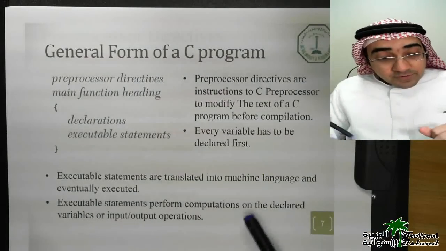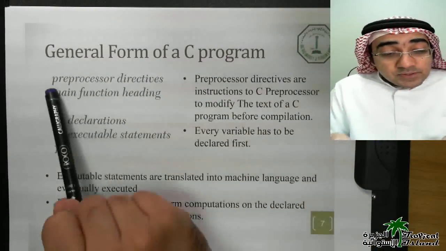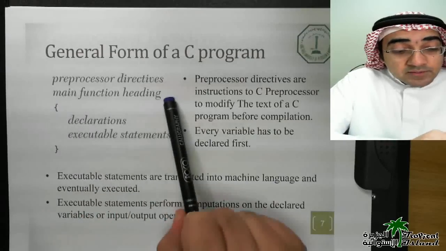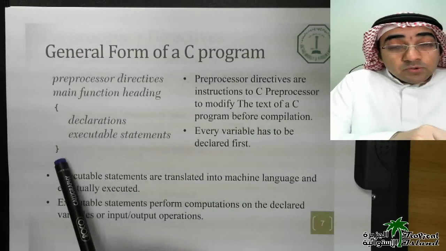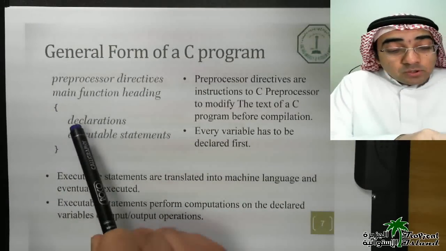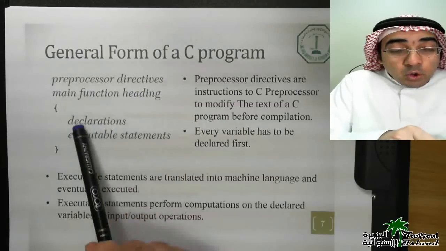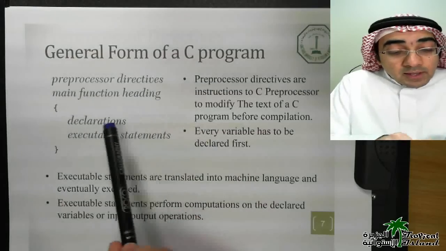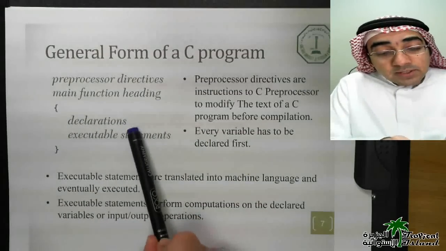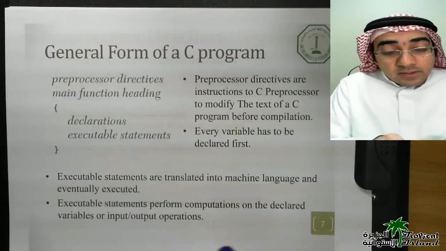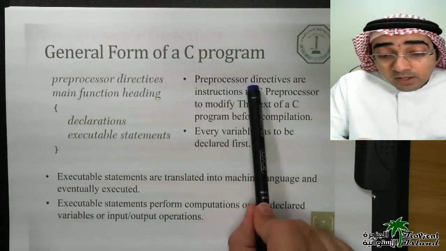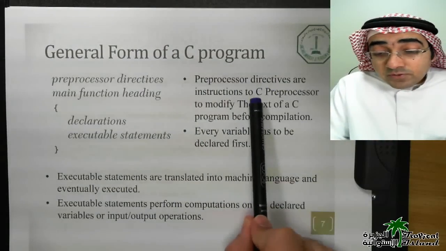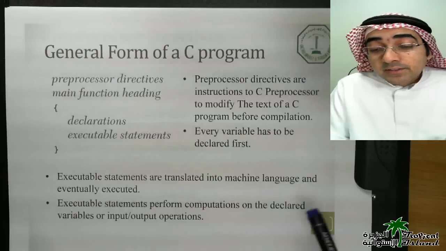Now, going further, any general program in C has preprocessor directives. It has the main function heading, then you have the two curly brackets, open and close, and in it you have all the instructions that follow the main function. In the main function, usually you have to declare the variables, so there's the declaration, and then there are the executable statements.